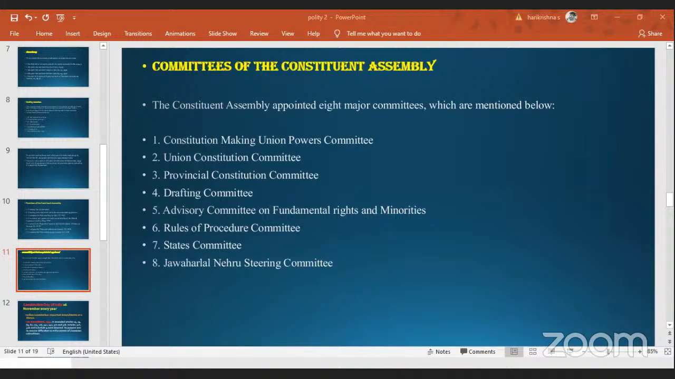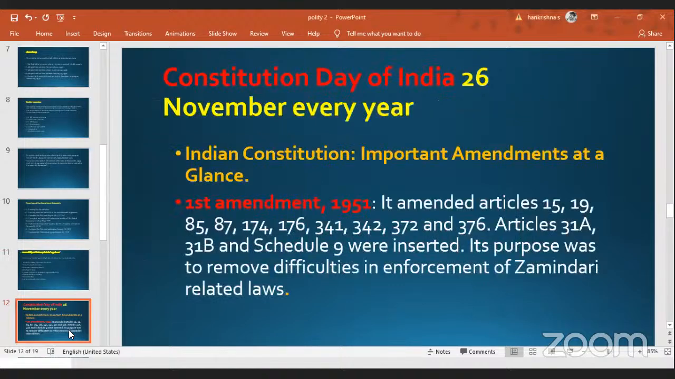Next, it's very important, is the Constitution Day of India. Every year we celebrate the Constitution Day of India. It is on 26th November every year. So keep in mind, Constitution Day of India is 26th November every year.